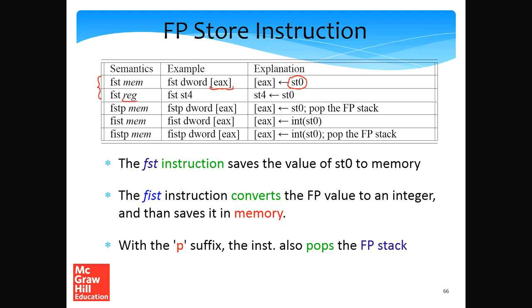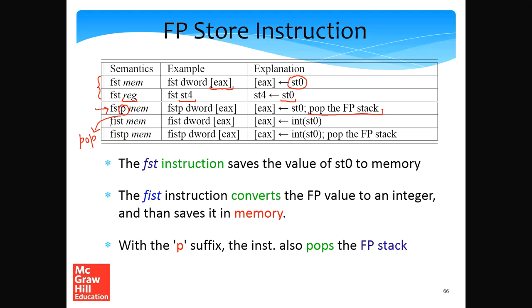Alternatively, it is possible to specify a certain floating point register. In this case, the contents of ST0 are saved, so this acts like a floating point register move pretty much. It takes the contents of ST0 and saves it in this case in ST4. So basically ST0 is always the source. We can either save its contents in memory, or we can save its contents in another floating point register. Let us now look at this variant over here, FSTP, which is exactly the same as FST, but in addition, P stands for pop. So it does exactly the same thing as FST, but after doing what FST would have done, it pops the floating point stack.